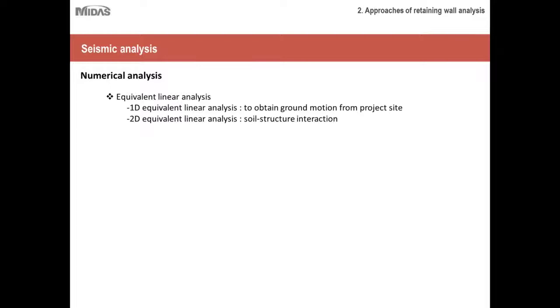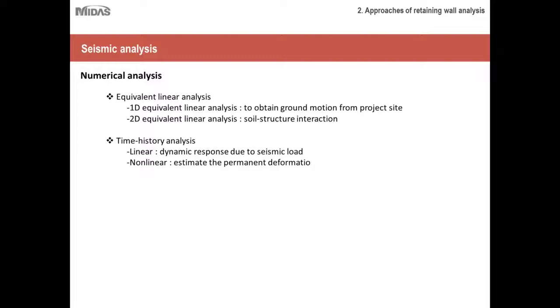What we do here is use an equivalent linear analysis method to determine the ground motion at the project site. Since there is no structural member involved, we cannot really capture the response of the structure, but just get the ground motion. Whereas in 2D equivalent linear analysis, you can actually model the structural component, and from there you can simulate soil structure interaction as well.